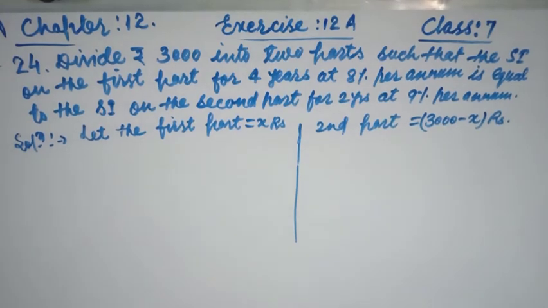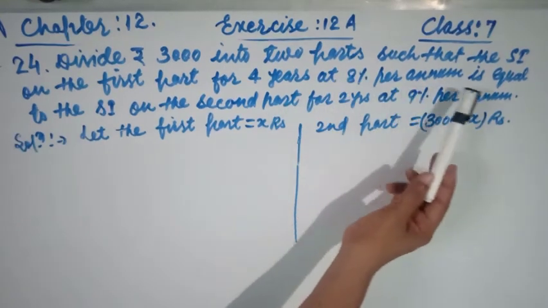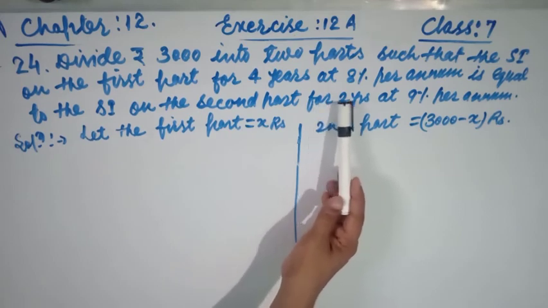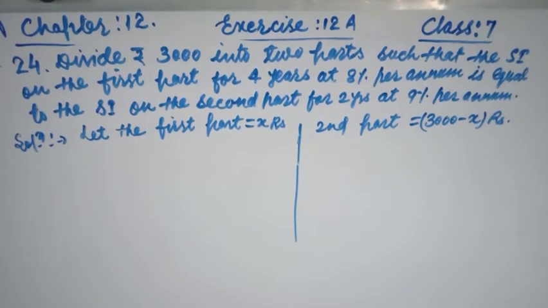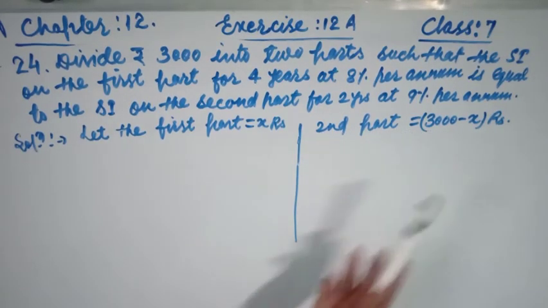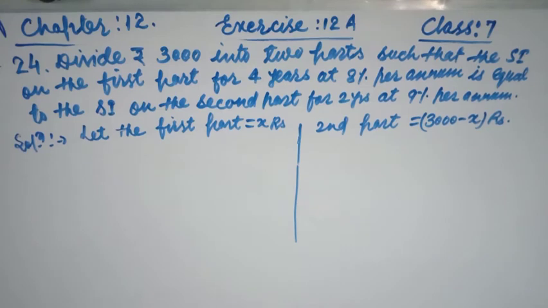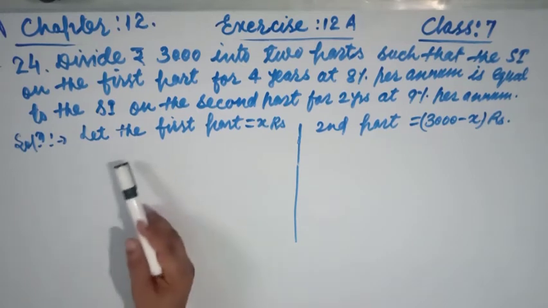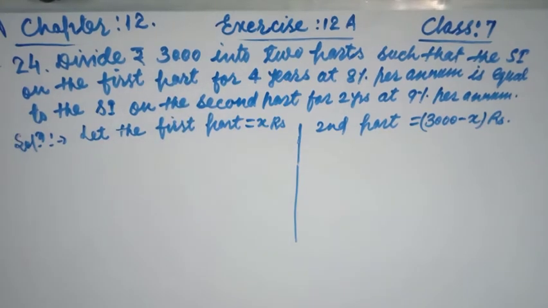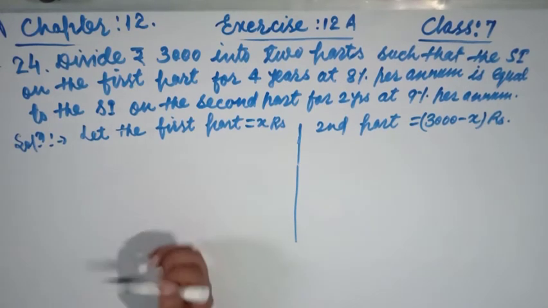See friends, question number 24. Divide rupees 3000 into two parts such that the SI on the first part for 4 years at 8% per annum is equal to the SI on the second part for 2 years at 9% per annum. Here friends, the two conditions are given. The first condition says there is money, means P. Suppose there is money 3000 given. Now we have to divide this 3000 into two parts.